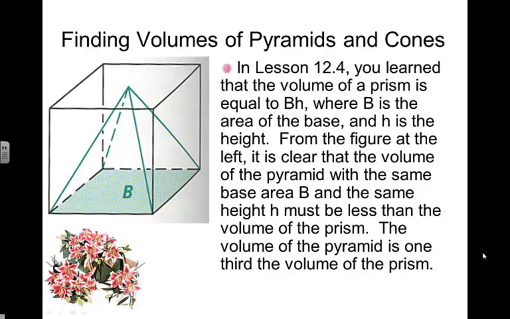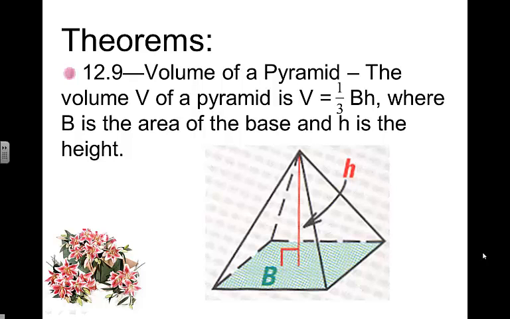In lesson 12.4, you learned that the volume of a prism is equal to the area of the base times the height, where B is the area of the base and h is the height. From the figure at the left, it is clear that the volume of the pyramid with the same base area B and the same height must be less than the volume of the prism. So the volume of the pyramid is 1/3 of the volume of the prism. That means the volume of a pyramid is 1/3 the area of the base times the height, where B is the area of the base and h is the height.